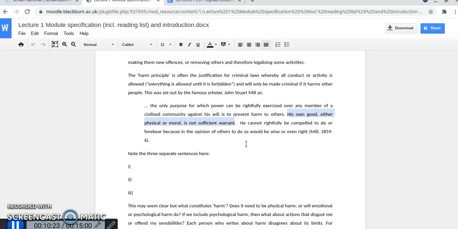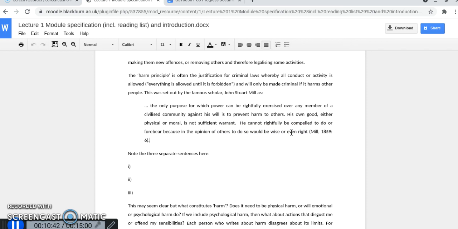And then the third part of the harm principle is that just because others think it's more intelligent or more sensible, whatever their opinion, is not a good enough reason to make something criminal. So those three parts give you a little bit of detail on what the harm principle sets out to do.